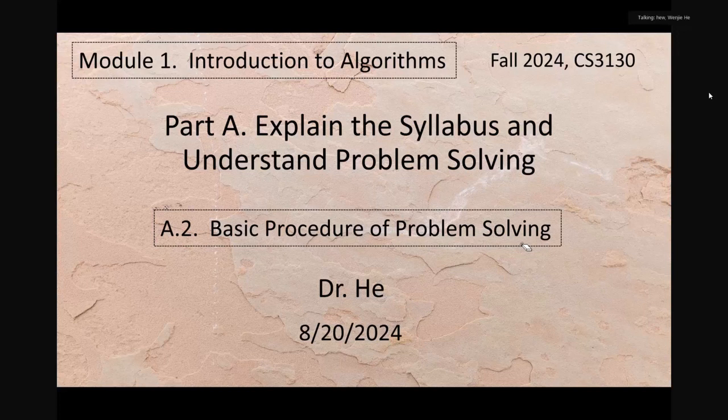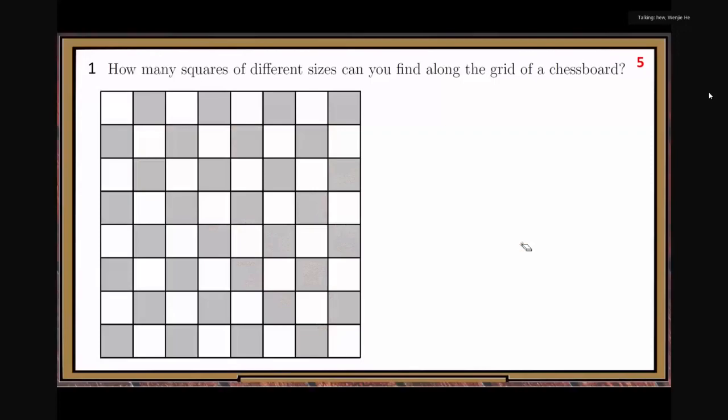First, let's look at the question. Look at this question. So we have a standard chessboard, 8 by 8. Okay, the grid, black, white squares, grid. Okay, the question: how many squares of different sizes can you find along the grid of a chessboard?